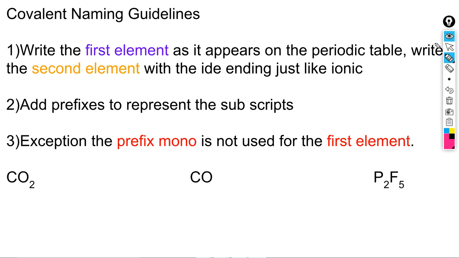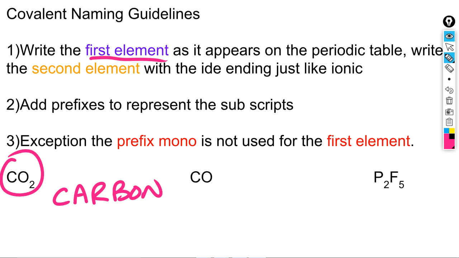and practice naming a few of these. This first one, so our guidelines, right? The first element as it appears on the periodic table. So carbon is our first element. And write the second element with the IDE ending, just like ionic. So it's carbon oxide.